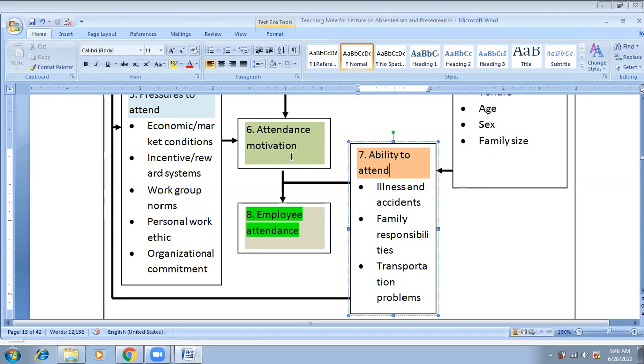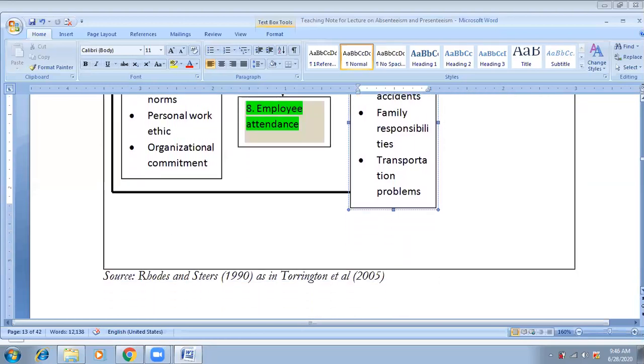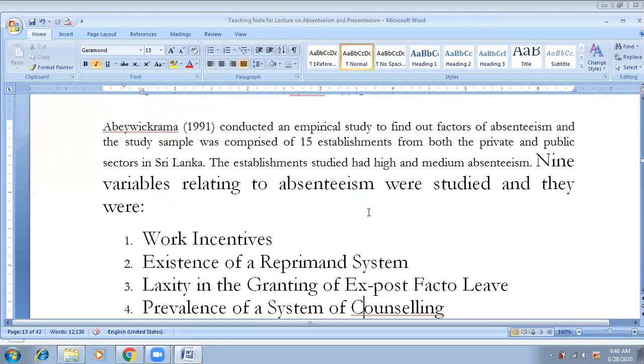Yes, clear, sir. If it's still not clear, then you can ask again. Yes, no problem. No, sir, it is very clear. Right. Okay. Very interesting, this theory. Right. Okay, then.